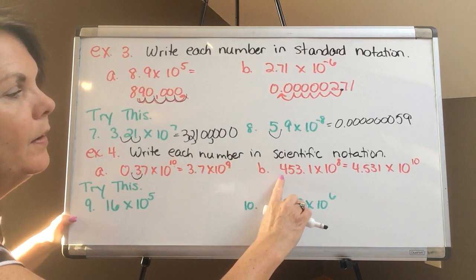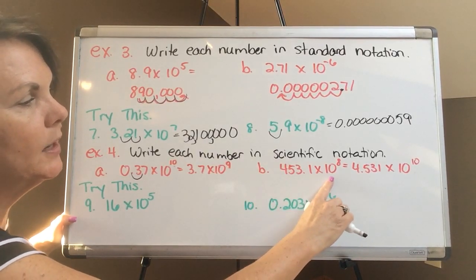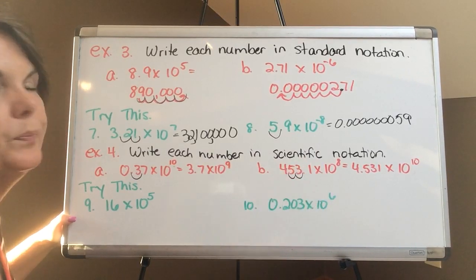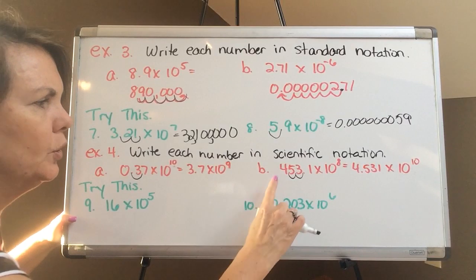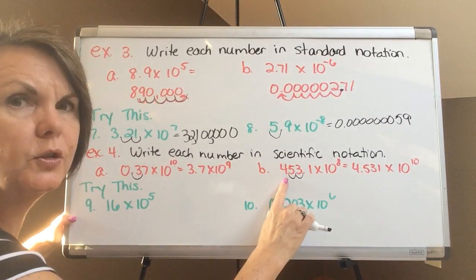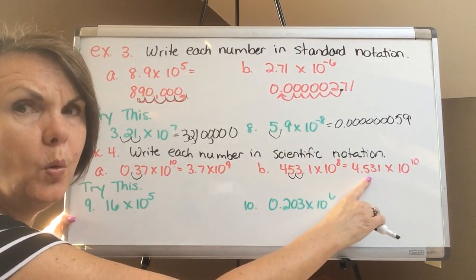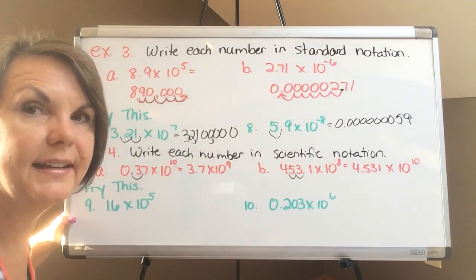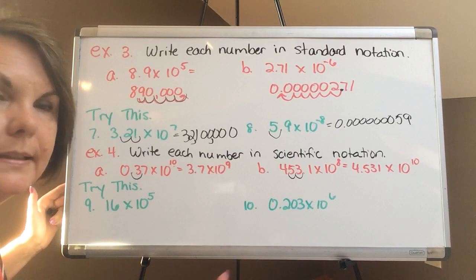Here I have 453 1/10 times 10 to the 8th. Now I'm going to move that over 1, 2. So now my number has actually gotten smaller. It was 453, now it's 4. So it's gotten smaller, so I have to add to the exponent. You have to balance this.